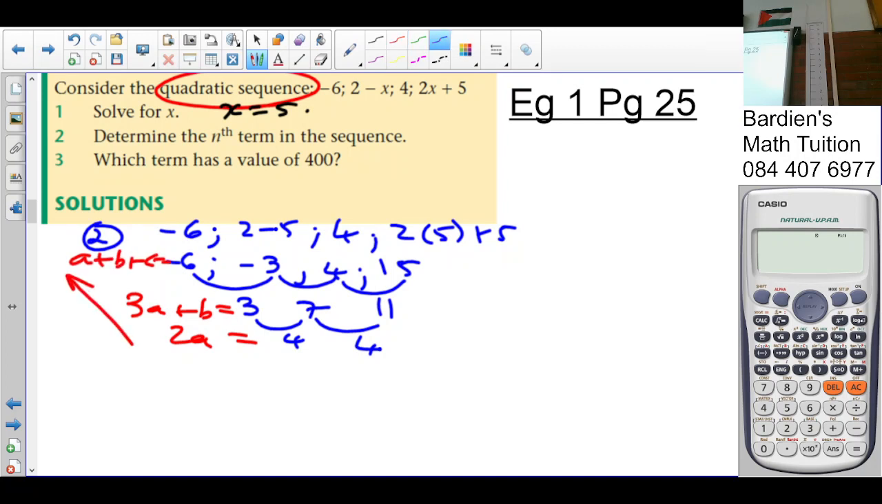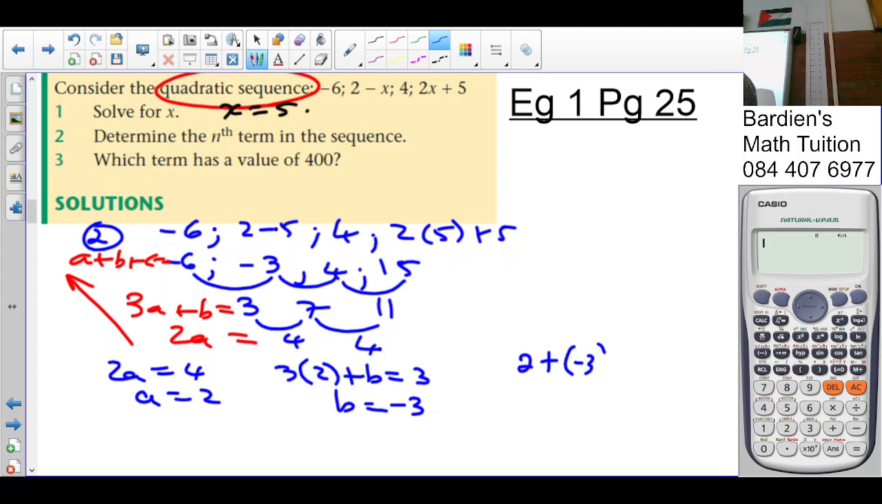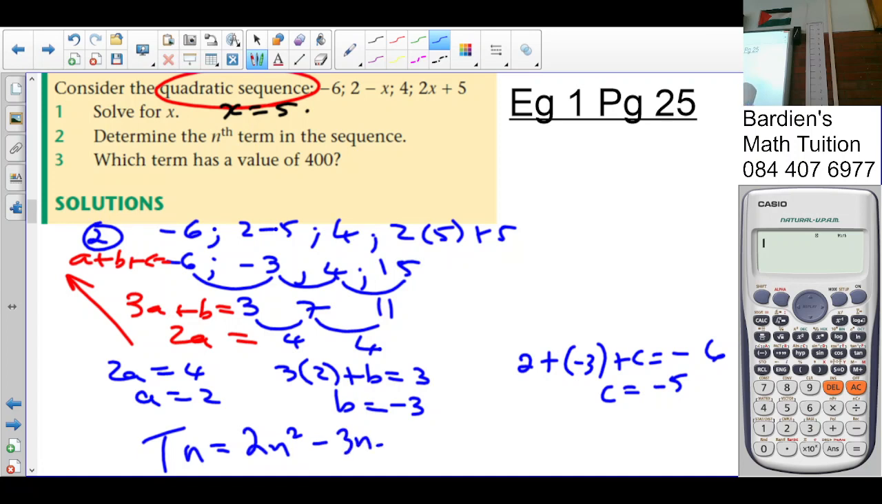If 2a is equal to 4, then a is equal to 2. Now we say 3 times 2 plus b is equal to 3, so b is equal to 3 minus 6, which is negative 3. And we know that a, which is 2, plus b, which is negative 3, plus c is going to be minus 6, so c is equal to minus 1. So Tn is equal to 2n squared minus 3n minus 1.